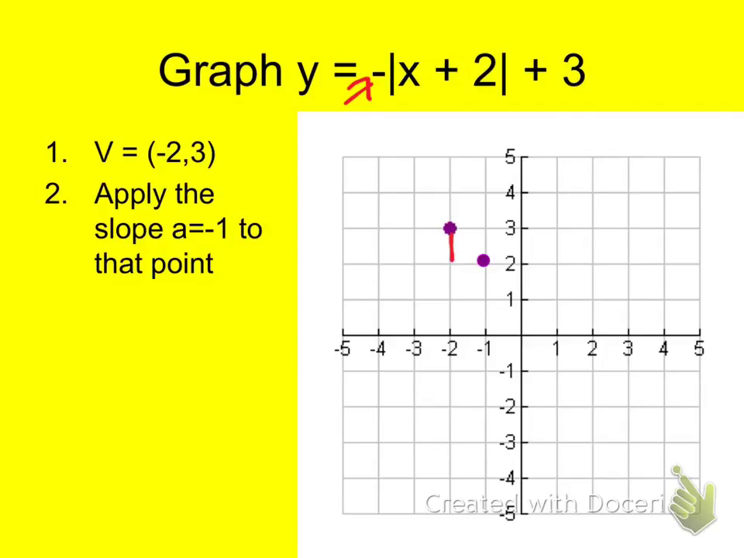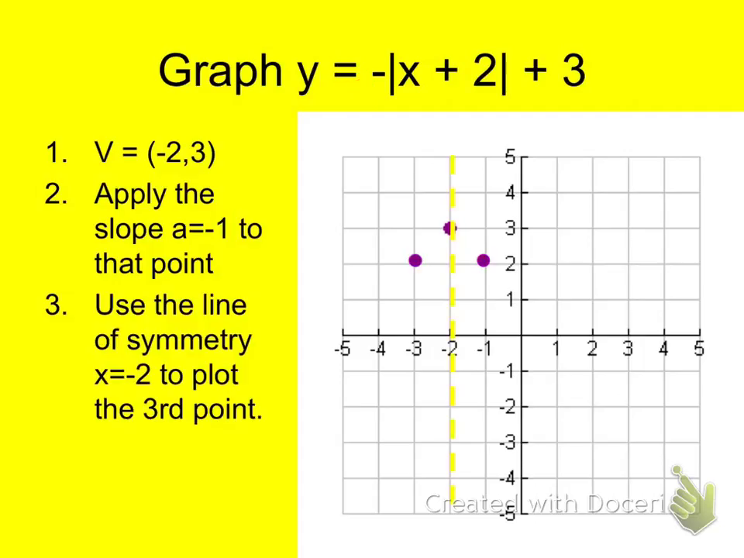Again, we're going to go down 1 and to the right 1. And that is going to identify our second point. Plot our point there. Use the line of symmetry again. Where is it? It's at -2. It was the h that we found. Plot that line. X is -2. Plot your third point, which reflects across that line of symmetry.